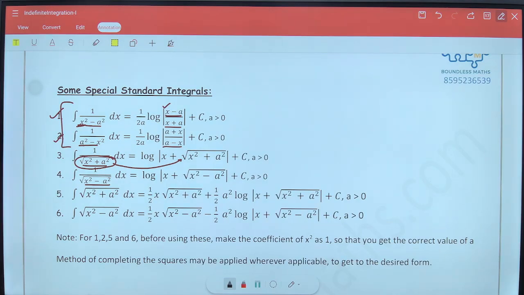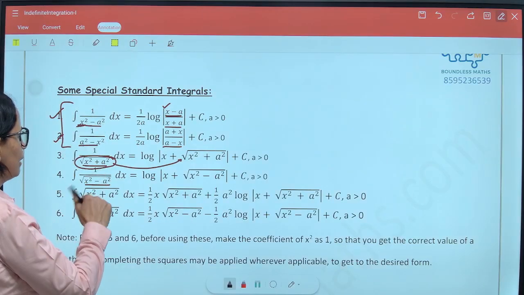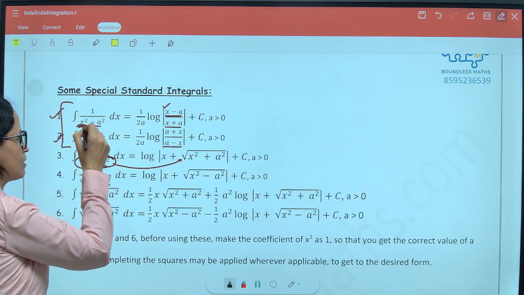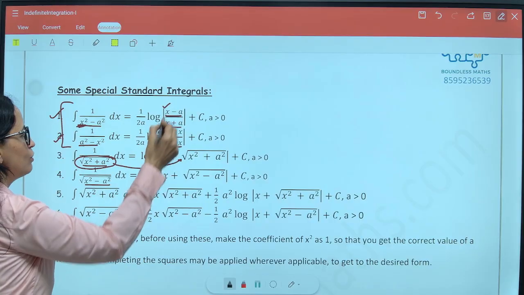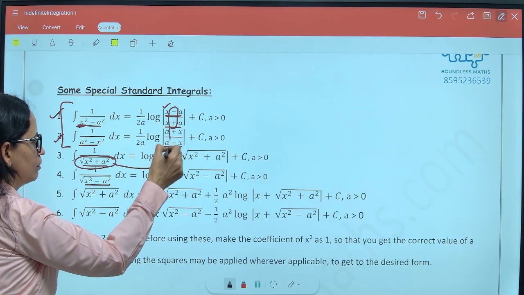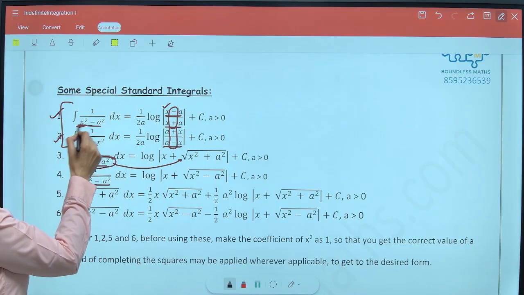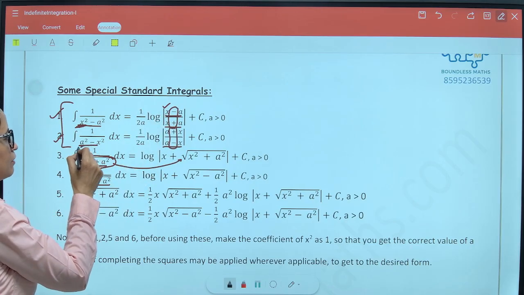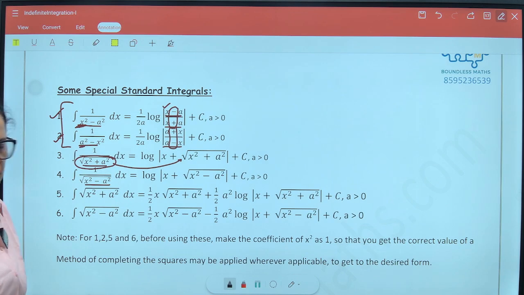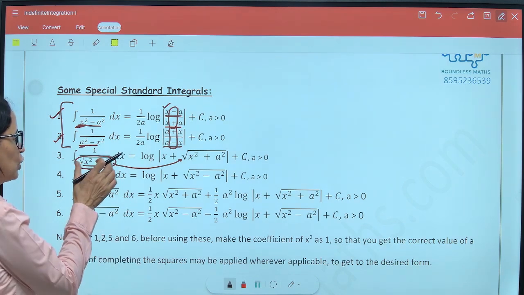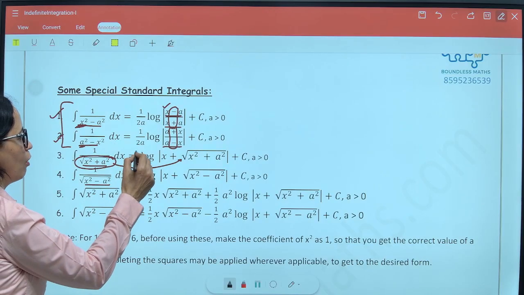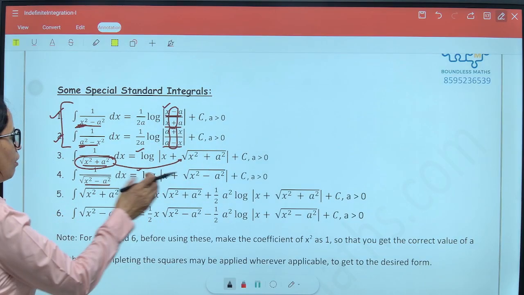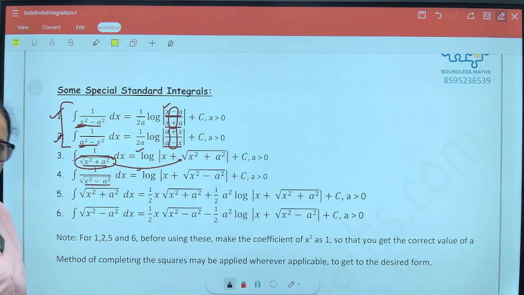Easy to learn? Again I will repeat the first four ones. 1 upon x square minus a square is 1 by 2a log of, because it is starting with x, x minus a goes up. You just need to take care of this plus and minus sign here. This is very important. When it is starting with x, x square minus a square, x minus a in the numerator, x plus a down. When it is starting with the constant, a plus x up and a minus x down. When it is square root, the denominator is under the root, then you have to use log. Log of x plus whatever is under the radical sign as it is, right? The first four done.